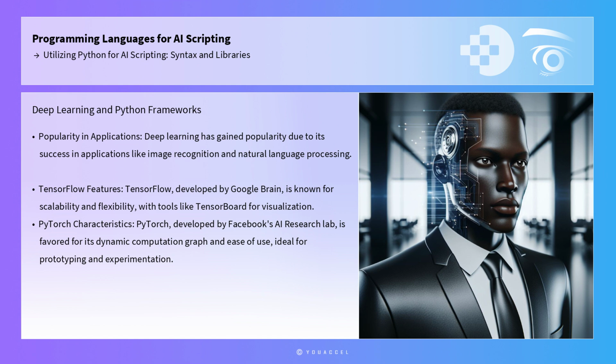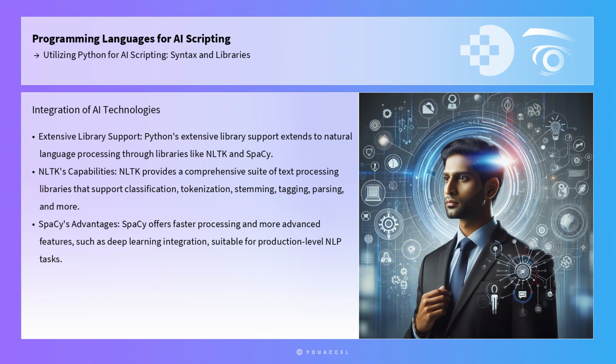PyTorch, developed by Facebook's AI Research Lab, is appreciated for its dynamic computation graph and ease of use, making it a favorite among researchers and practitioners for prototyping and experimentation. Real-world AI applications often require the integration of multiple components and technologies. Python's extensive library support extends to natural language processing through libraries like NLTK and spaCy.